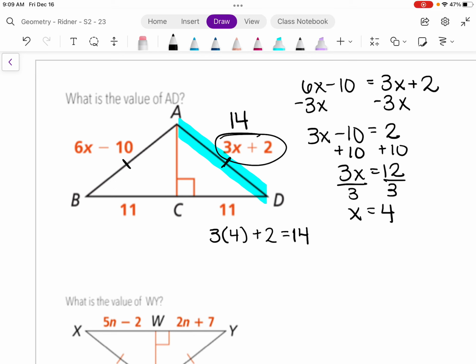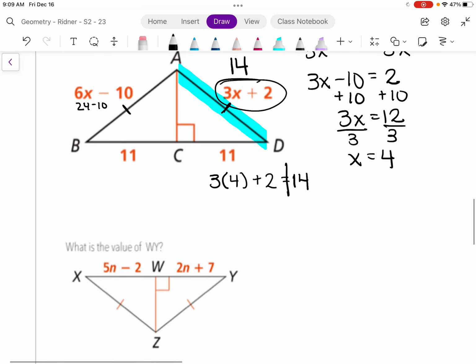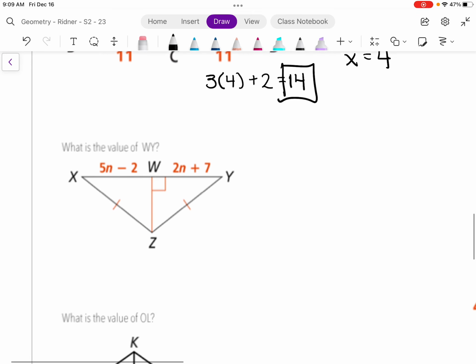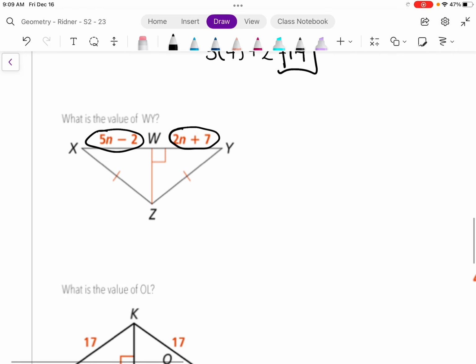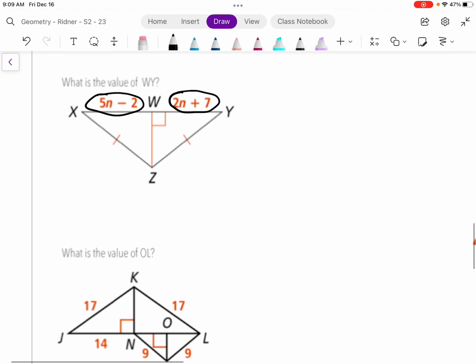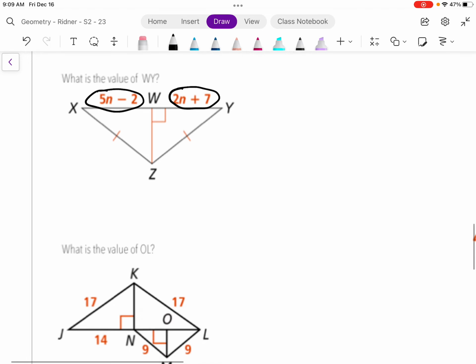Okay, this one should be the same. 6 times 4 is 24, minus 10. That is also 14. So yay, we did it right. But our answer to the question is 14. This one is the same way. You can set this side equal to this side so that your video isn't too long. I'm going to keep on going, but feel free to check your class notebook to see if you got that one correct.